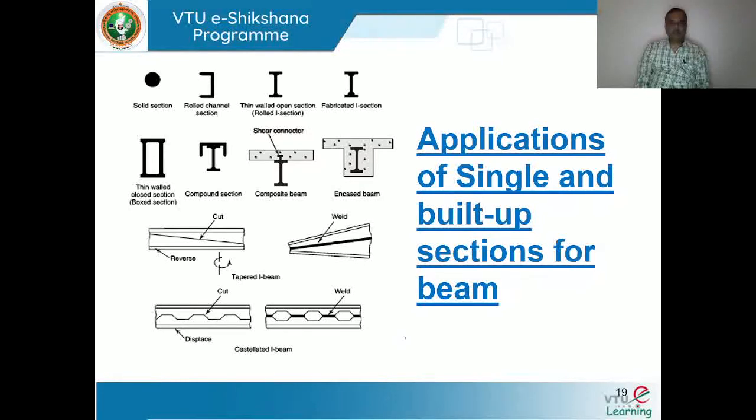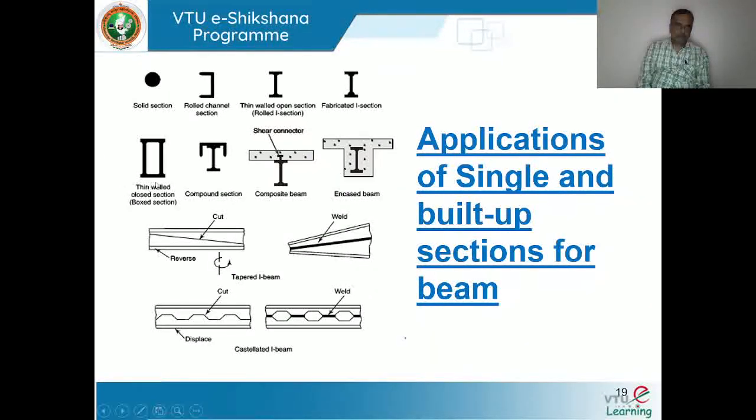And again, these are all the typical cross sections we will be using in the form of a beam, where beam is a flexural member. And you can use a single solid rod as a flexural member in a very small application over a small span, where it is subjected to very low loading. And we can also use the individual cross sections in the form of channels and I sections. And sometimes you can strengthen the I section, strengthen the channel section by putting two or more sections in some configuration. So that is where the compound sections or built-up section comes into picture.